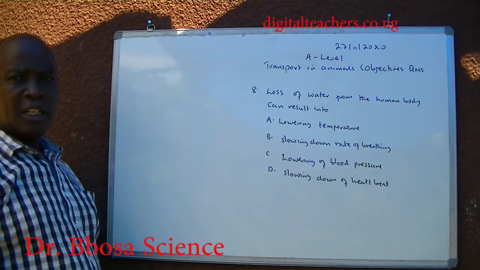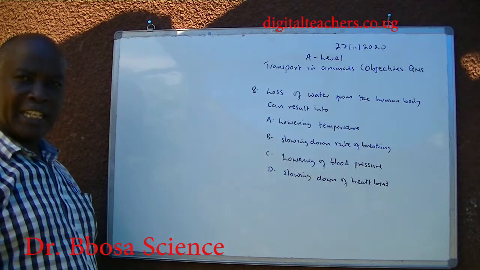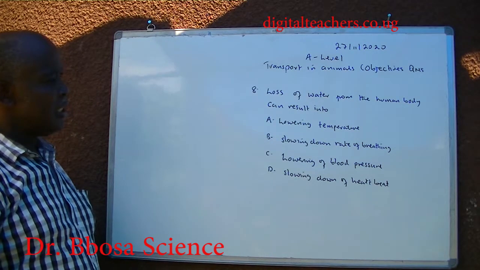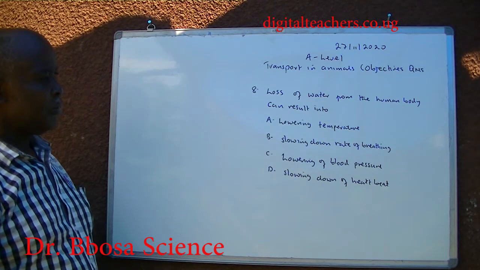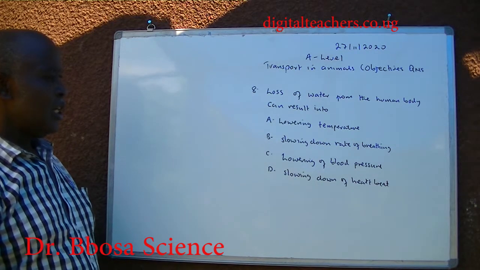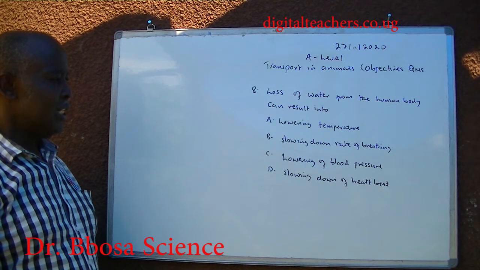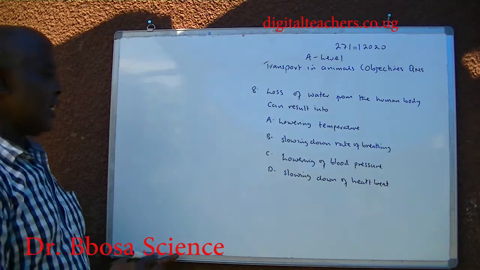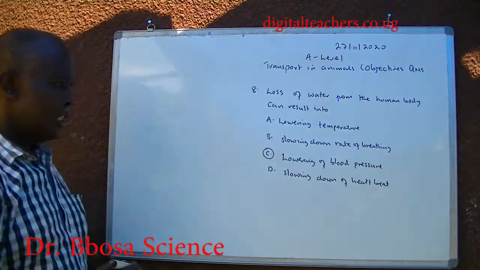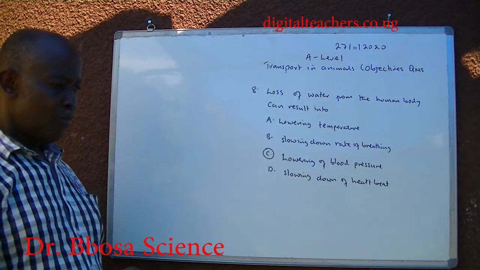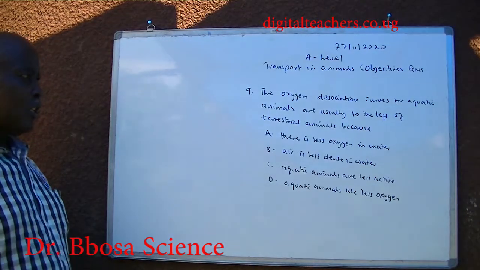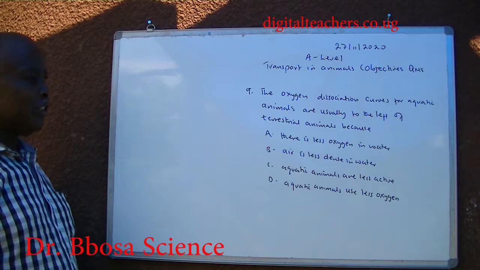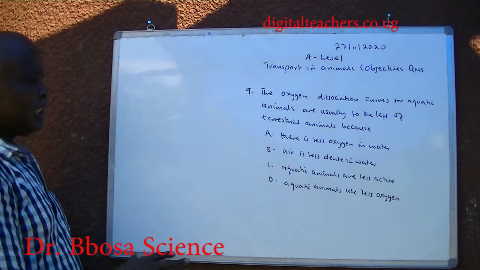Number 8, loss of water from human body can result into A. Lowering temperature. B. Slowing down rate of breathing. C. Lowering blood pressure. D. Slowing down heartbeat. You can pause and answer. The answer is C. Lowering blood pressure. Number 9. Oxygen dissociation curves for aquatic animals are usually to the left of terrestrial animals because A.